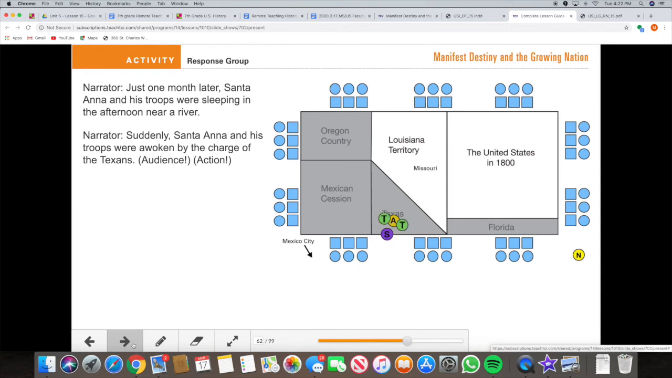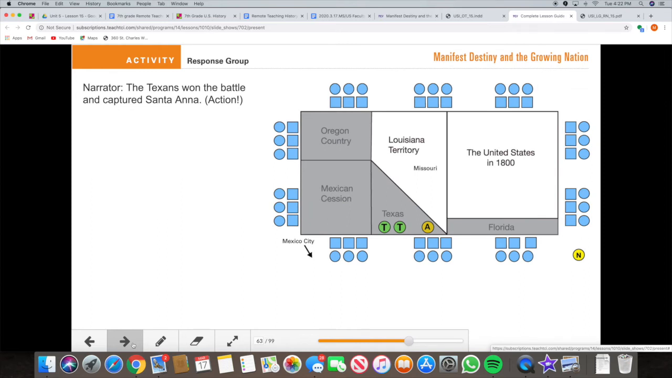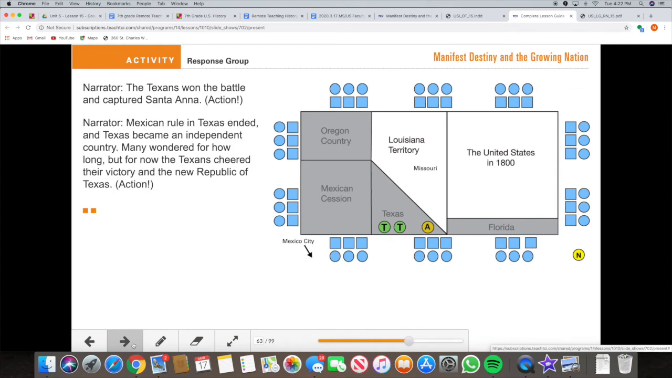Audience, well, we should be yelling, "Remember the Alamo!" Okay. There we go. The Texans won the battle and captured Santa Anna. Mexican rule in Texas ended and Texas became an independent country. Many wondered for how long, but for now the Texans cheered their victory and the new Republic of Texas.